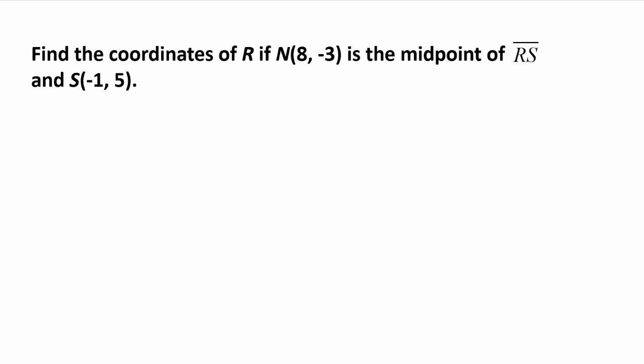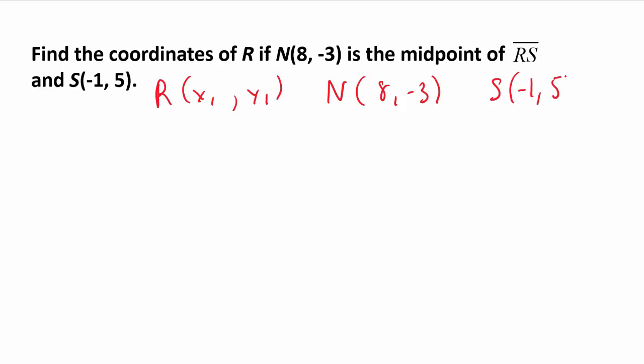Okay? Find the coordinates of R if N is the midpoint of RS and S is given. So R, we don't know. Let's go ahead and write R, X1, Y1. We do know N is the midpoint, so 8, -3. And S is our other endpoint that we do know. Okay, I'm going to go ahead and label these. X1 and Y1 are already labeled. We've got our X midpoint value and our Y midpoint value. And this guy over here is going to be our X2, Y2.